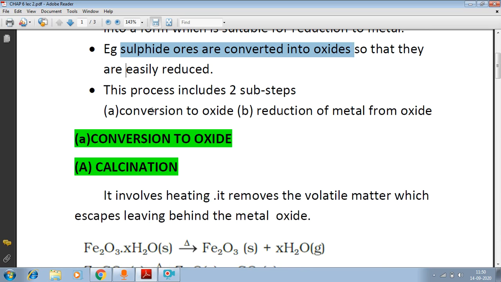Now this step includes two sub steps. The first one is conversion to oxide, meaning we convert the product of the first step into oxide. Then after we get the oxide, we reduce that oxide into metal. So the first step is conversion to oxide.